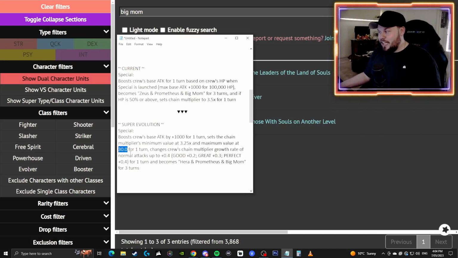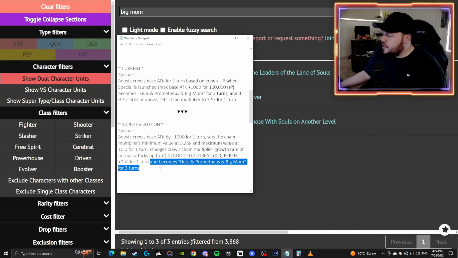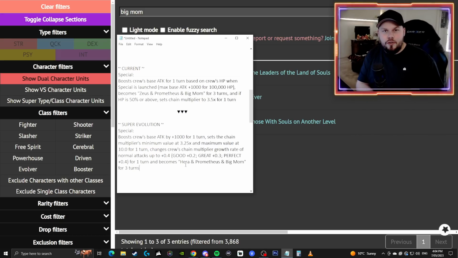I think that you could really abuse this strongly with other chain related buffs, so you could potentially cap this out at maybe like 10. I think that would also be really fair, all things considered. And then it combines to the dual unit, Hera, Prometheus, and Big Mom for 3 turns. And I do feel like the super evolution of this unit is going to go down the Wano path, where Zeus will be dropped off in replacement for Hera, which is what we've seen in the anime in recent episodes. And I think that would make a lot of sense.